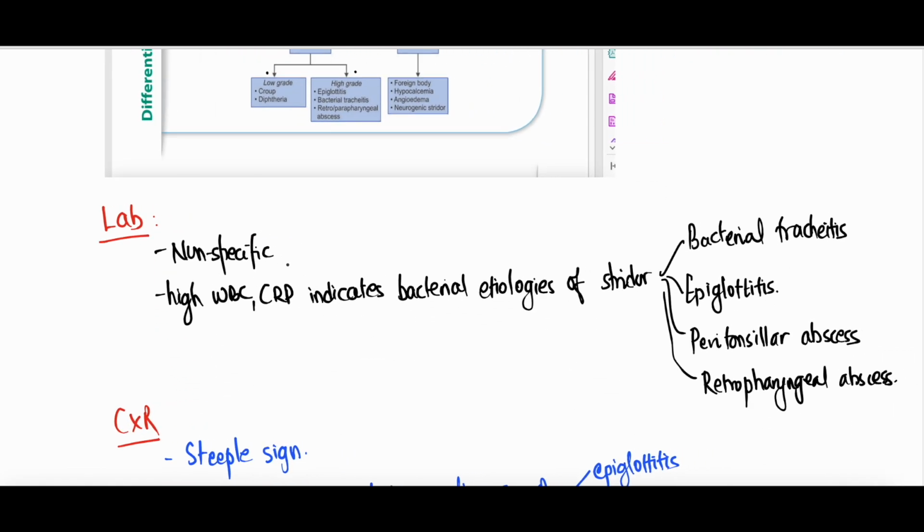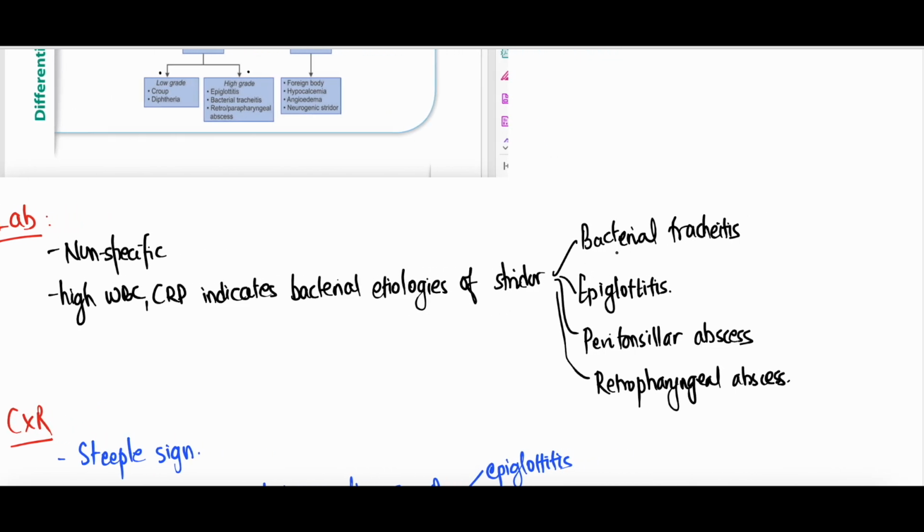However, the lab is quite non-specific for croup, which is usually a viral infection. However, if we do a lab, it will help to differentiate various differentials. If there's a high WBC count and the CRP is positive, it includes the bacterial etiologies of stridor, which include bacterial tracheitis, epiglottitis, tonsillar abscess, or retropharyngeal abscess, because these are conditions in which the patients are really toxic.